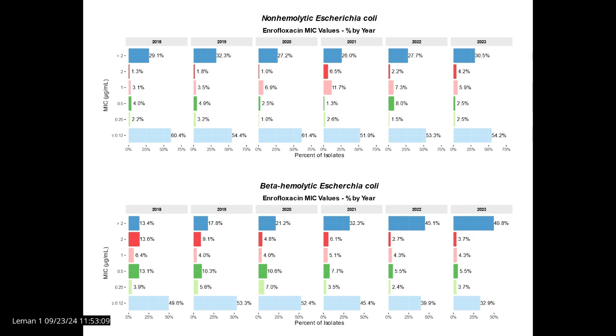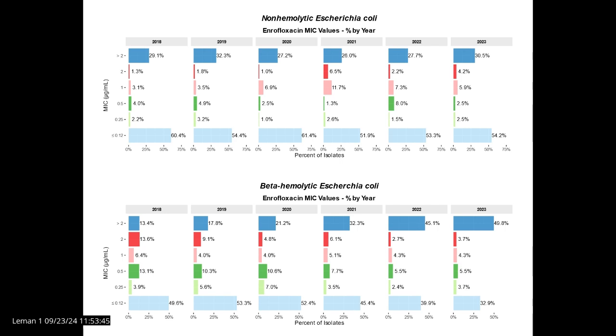But when we look at our beta hemolytic E. coli MICs for enrofloxacin, what you see is we've got 50% here at the lowest dilution in 2018, and then we've got probably 30 or 40% here in these higher dilutions. By the time we get to 2023, we're down to 30% at the lowest dilution and 50, a little over 50% at these two highest dilutions. So again, we see a kind of a trend towards higher MIC values for enrofloxacin in beta hemolytic E. coli that we're not necessarily seeing that same trend in.